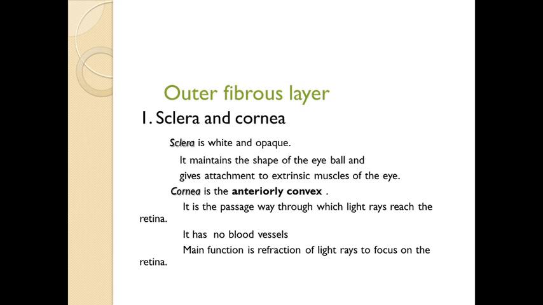Then the cornea, it is anteriorly convex. As I said, the cornea is the anterior continuation of the sclera. It is a passageway through which light rays reach the retina. Light rays enter the eye through the cornea and reach the retina. It has no blood vessels. Its main function is refraction of light rays to focus on the retina. It supports the eye lens in refraction of light rays.